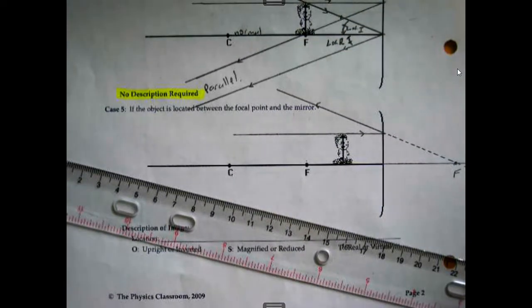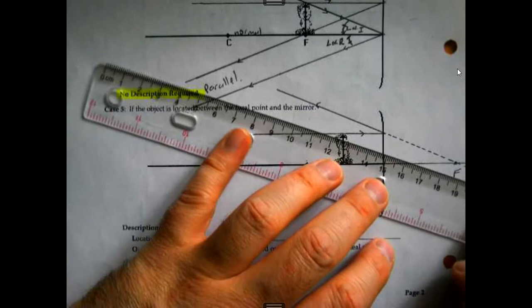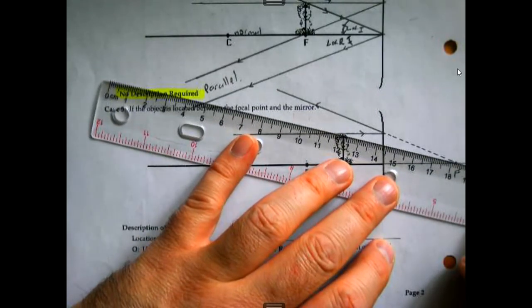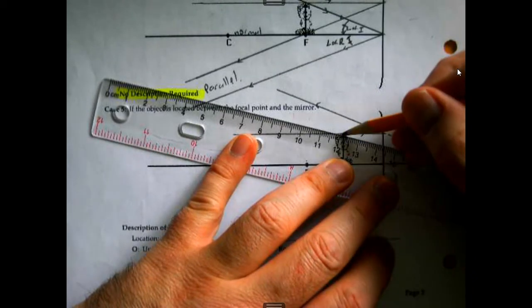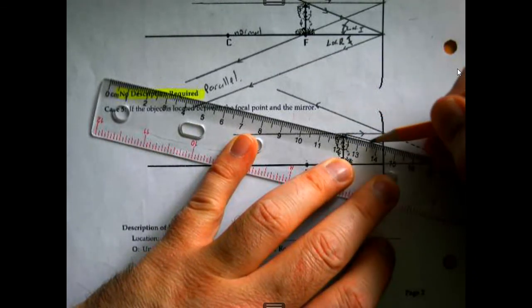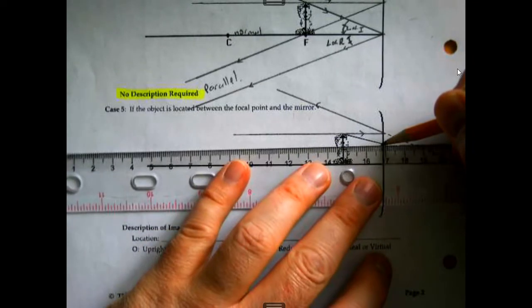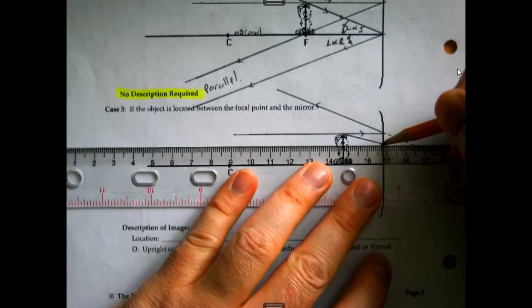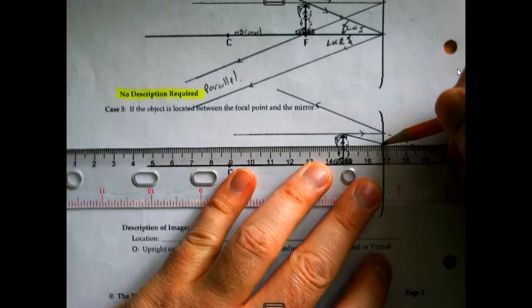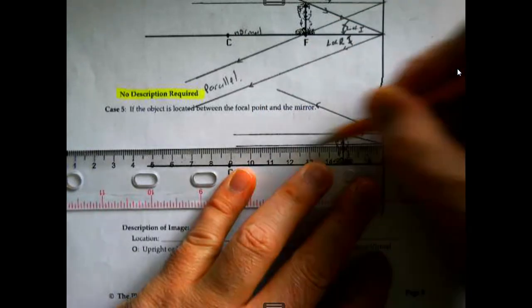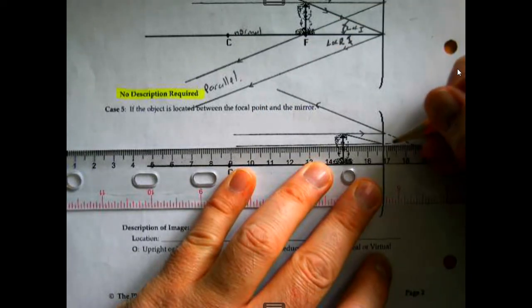That's how it reflects, as if it came from this focal point behind the mirror. Now we're going to do the same thing as well. We're going to go through the focal point, but not this focal point. It's going to reflect as if it came from this focal point. So this line is going to go down here like this, but it's going to reflect parallel to the principal axis. But we're going to extend that behind the mirror.